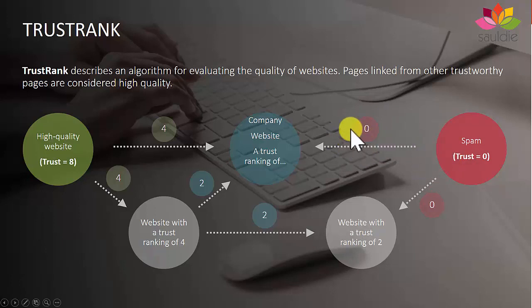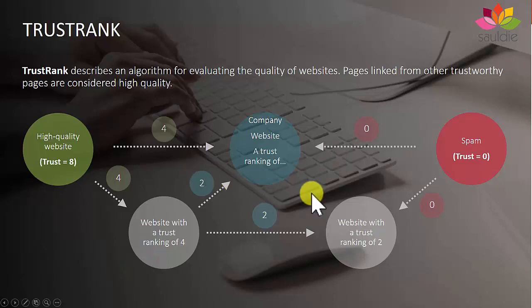There are people who also say that it's not only 0, it's even -1. But be careful that you don't have websites linking to you that are bad or spam. So how high is the trust ranking now of the company website? Well, Google adds them and divides them by 2, and there's another algorithm in that.